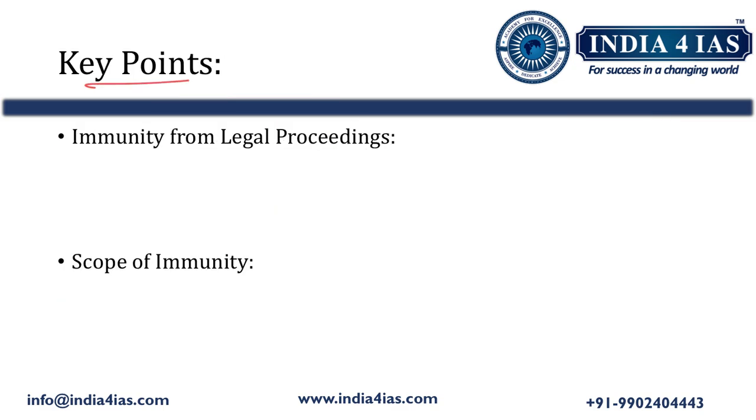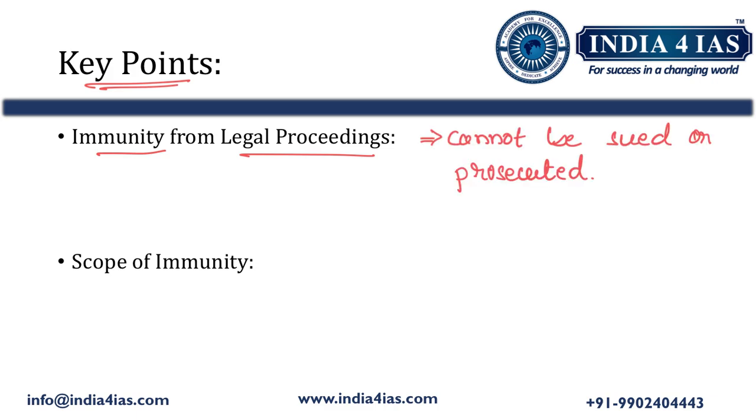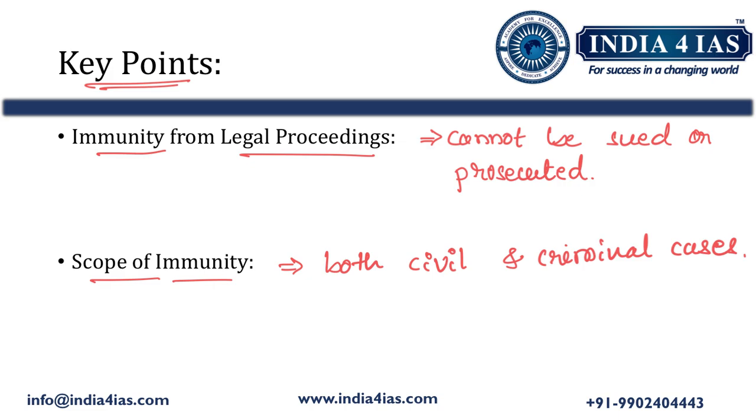Now we will look into the key points associated with Article 361. The first one is that it provides immunity from legal proceedings. Article 361 provides immunity to the President and the governors from legal proceedings while they are in office. It means they cannot be sued or prosecuted for any actions taken in the course of their official duties. Coming to the scope of immunity, it is granted to ensure that the President and the governors can perform their functions without the interference of legal proceedings. It covers both civil and criminal cases.